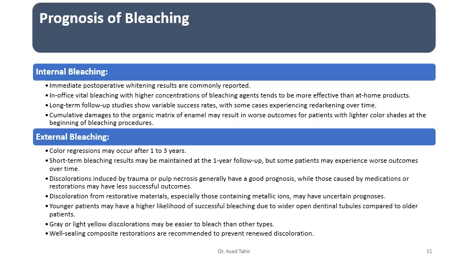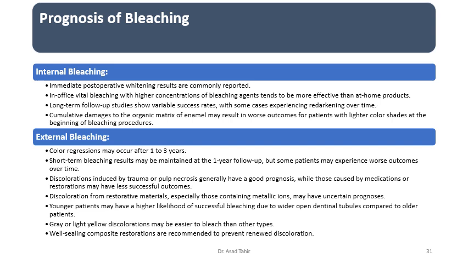Prognosis of bleaching. Internal bleaching. Immediate postoperative whitening results are commonly reported. In-office vital bleaching with higher concentrations of bleaching agents tends to be more effective than at-home products. Long-term follow-up studies show variable success rates, with some cases experiencing redarkening over time. Cumulative damages to the organic matrix of enamel may result in worse outcomes for patients with lighter color shades at the beginning of bleaching procedures.